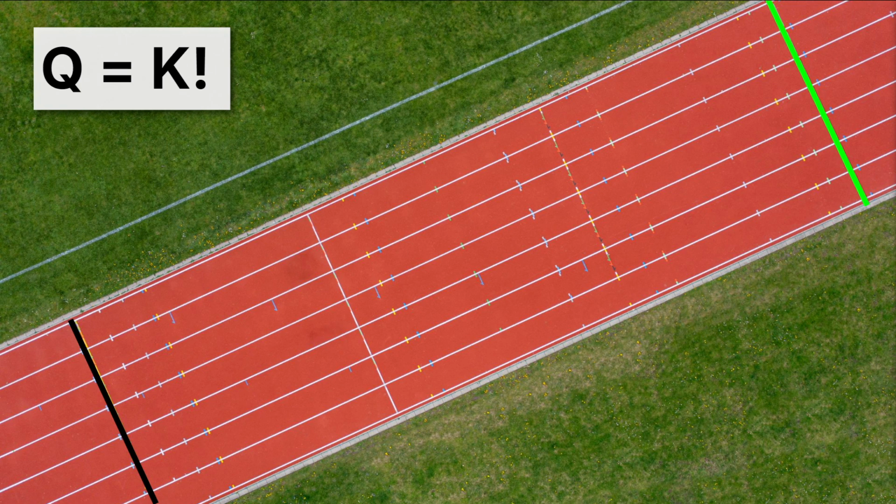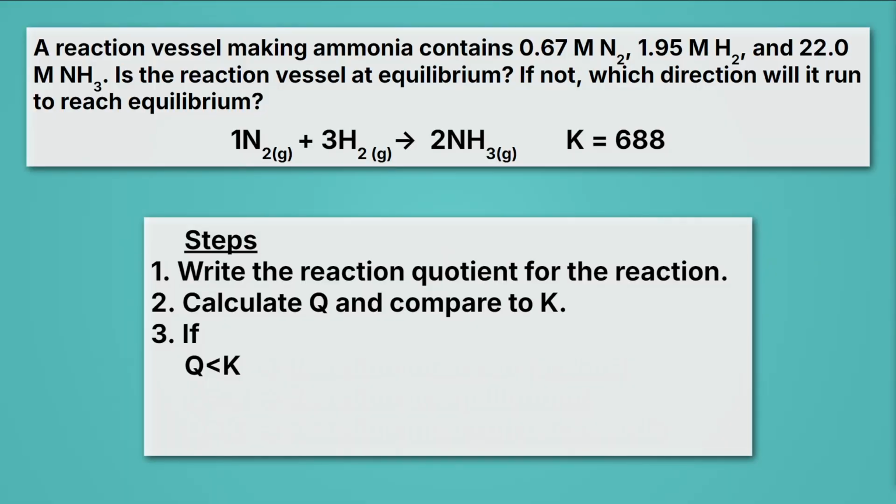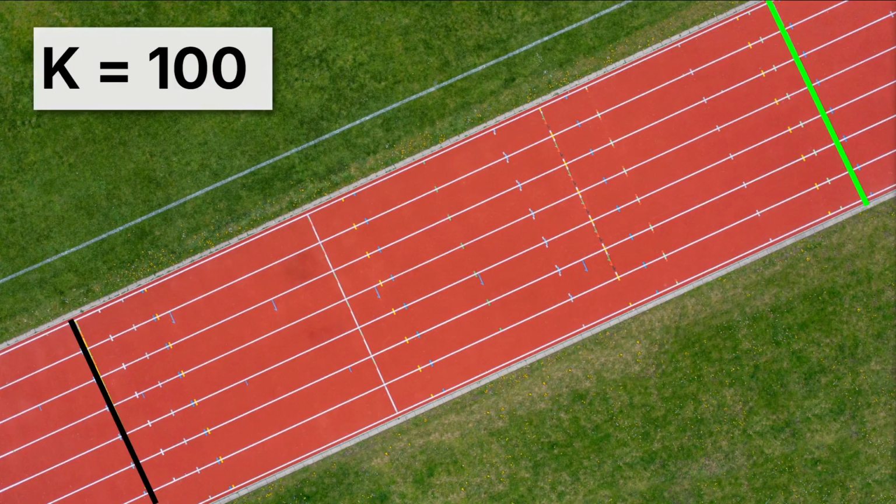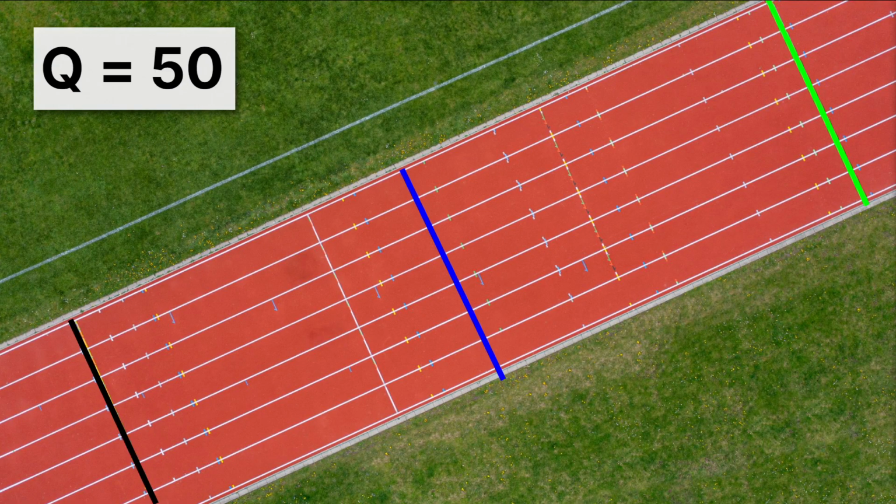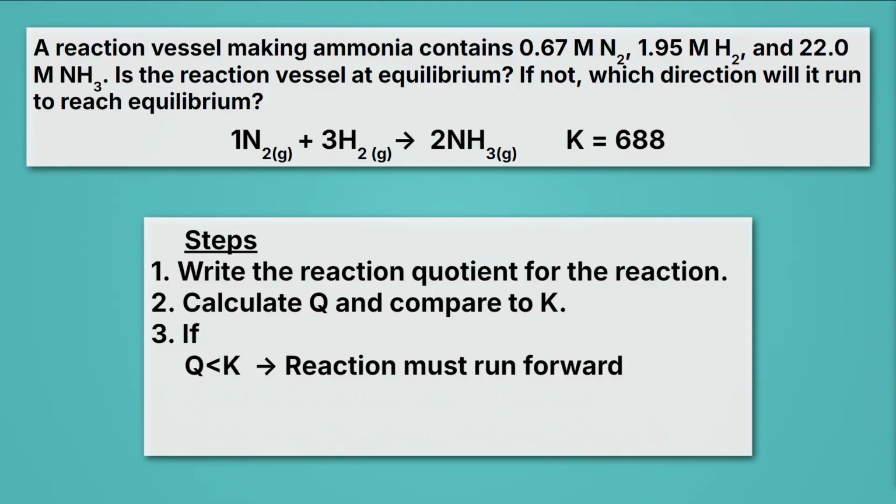Okay, with that analogy in place, let's jump back to our question. Here we've said in step 2 that we would calculate Q and compare it to K. And what we're doing there is trying to figure out if we're before the finish line or after the finish line. So if Q is less than K, we would be in this situation. K we know is 100, and let's say Q is at 50. Blue represents where we're at in the race, and we're not done yet. So that means the reaction would have to run forward. So if Q ends up being less than K, the reaction must run forward.